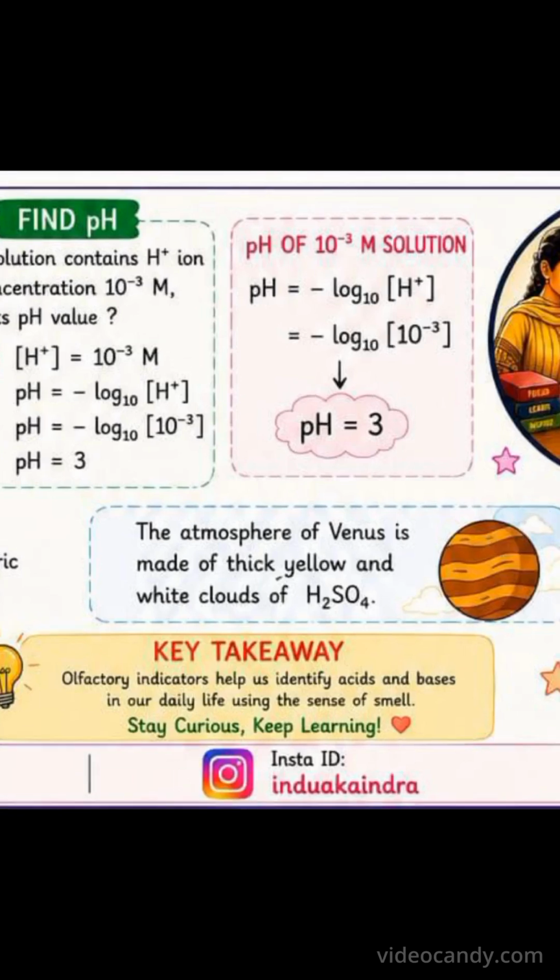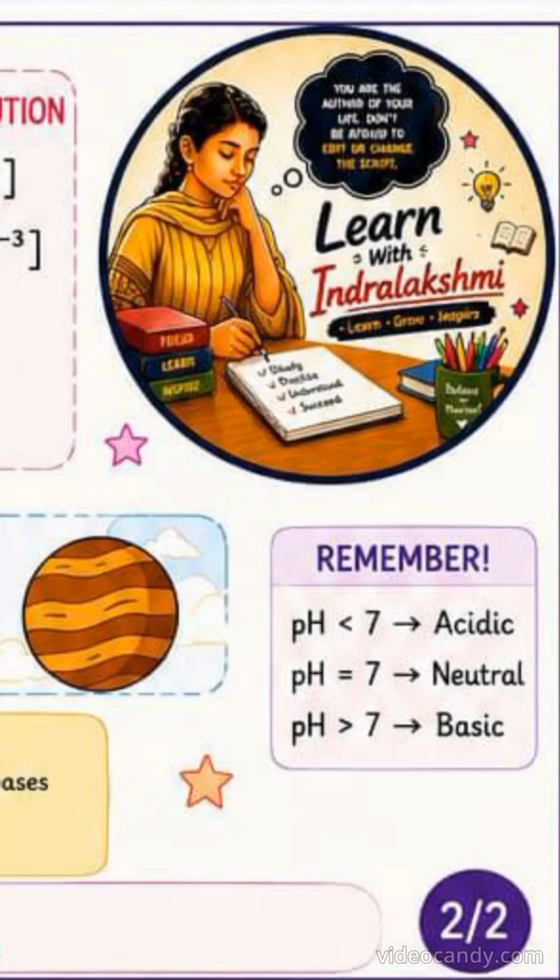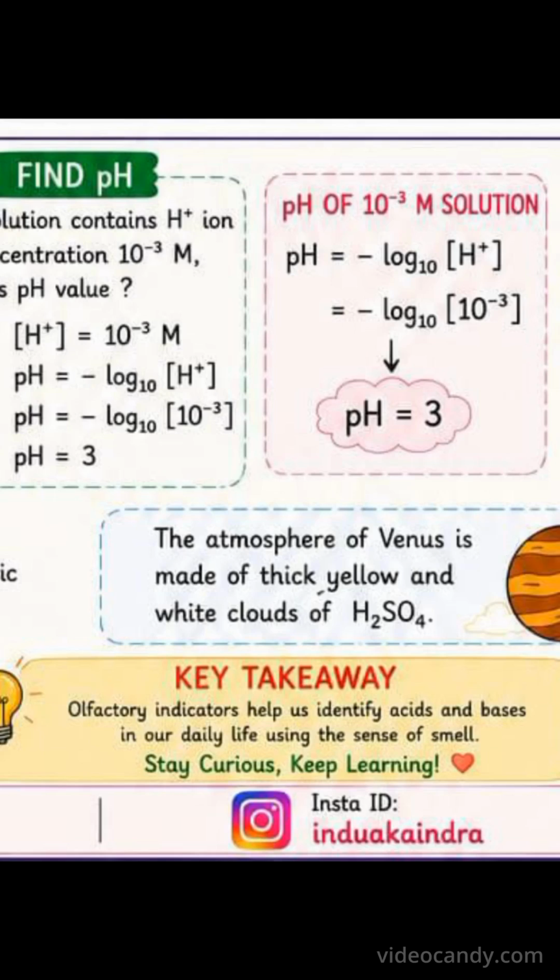Here the key takeaway is that olfactory indicators help us identify acids and bases in our daily life using the sense of smell. And do remember that if the pH value is less than 7, the substance is acidic in nature. If the pH is equal to 7, then it is neutral. And if the pH is greater than 7, then the substance is basic in nature.